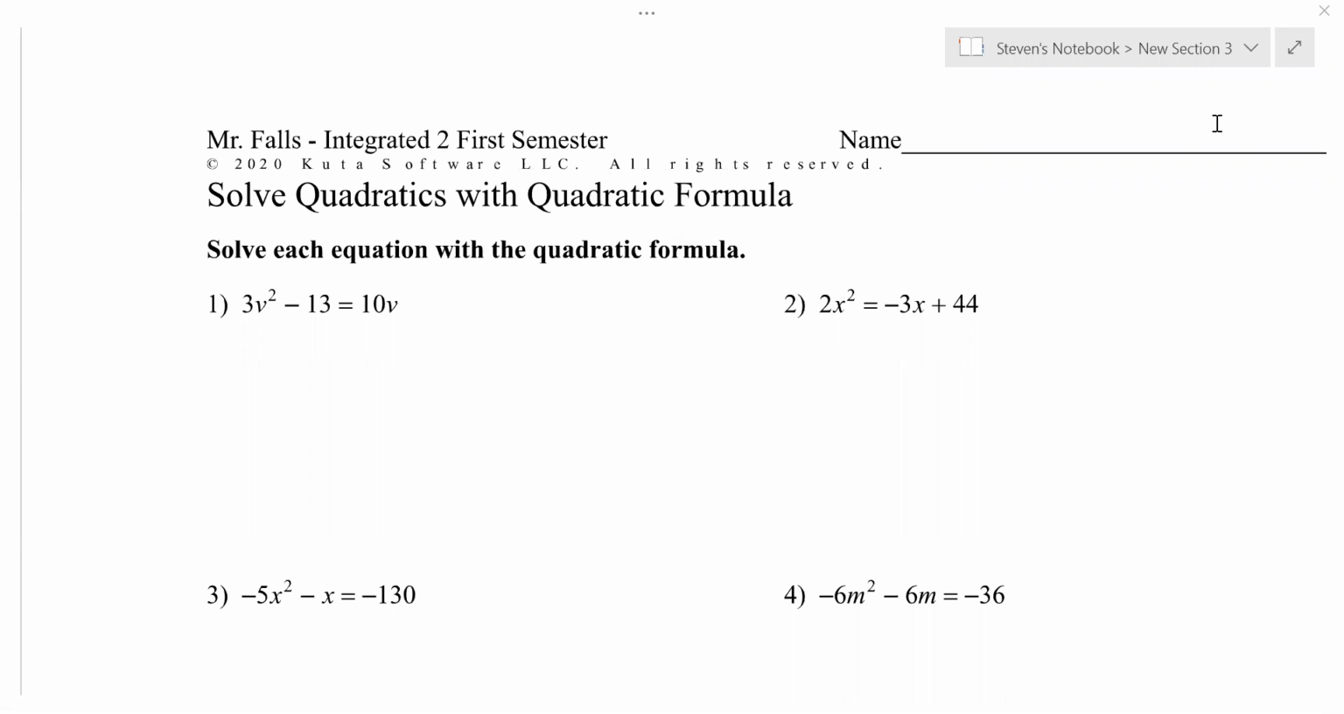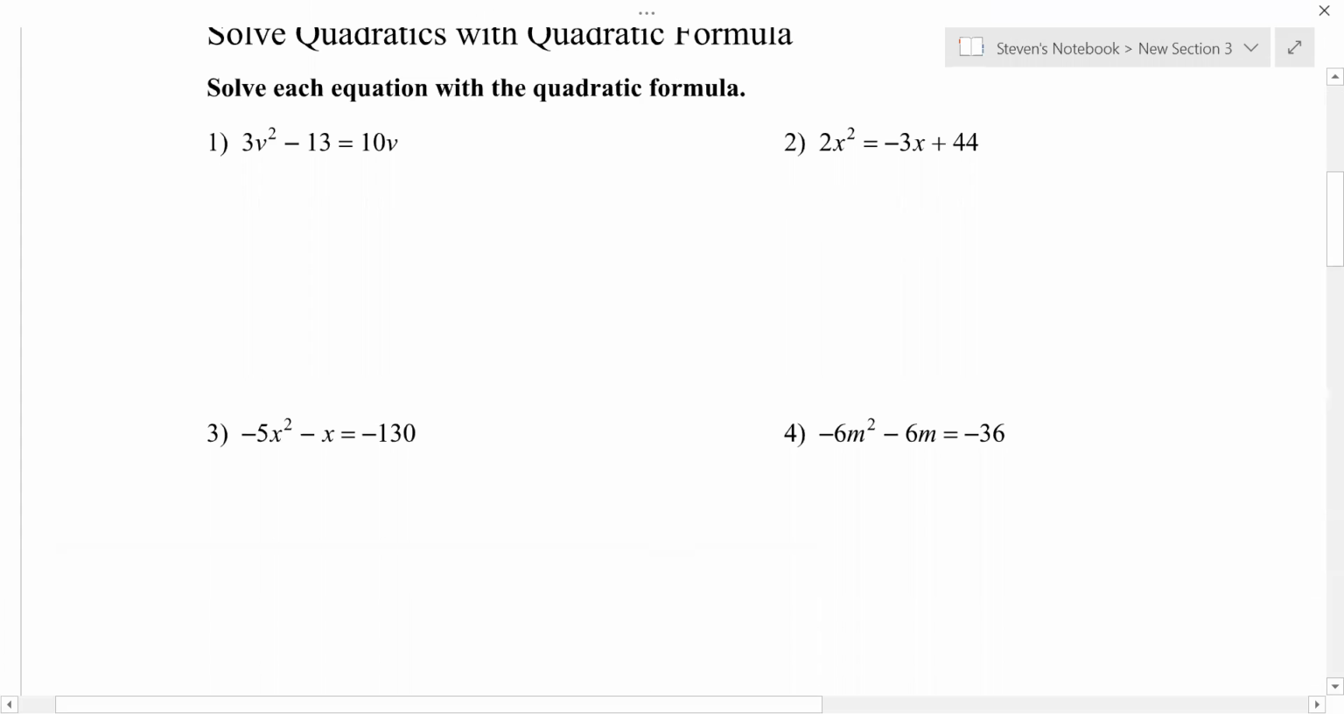Okay, so we're solving quadratics with the quadratic formula. You guys take notes on this. If you haven't taken notes on this yet, you should go do that first. Go to the Ed puzzle like I instructed you, take your notes, do that first, then come back and you can watch this video if you need to. But you want to take the notes first.